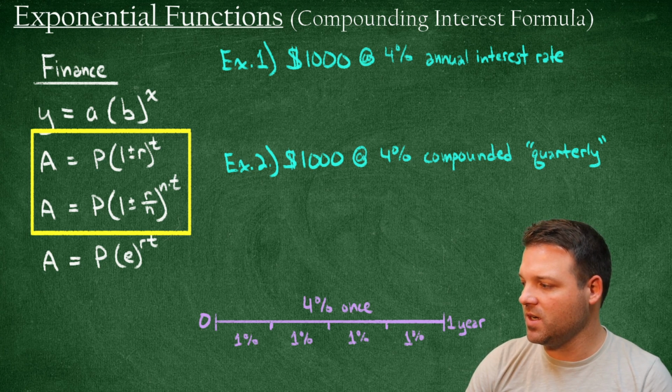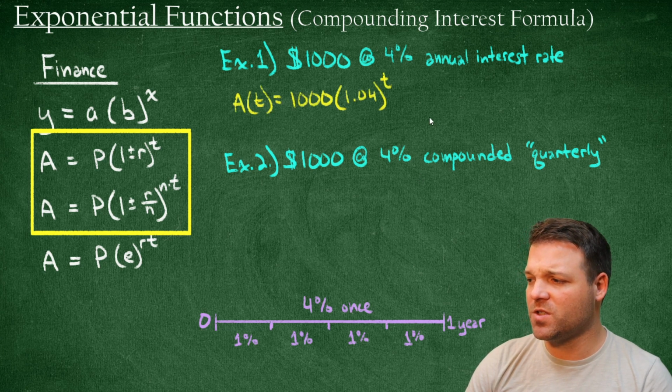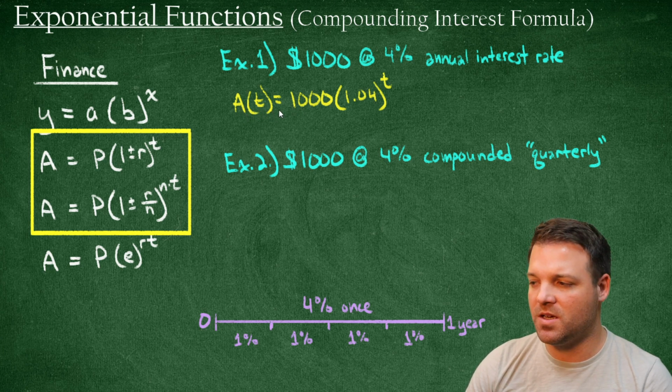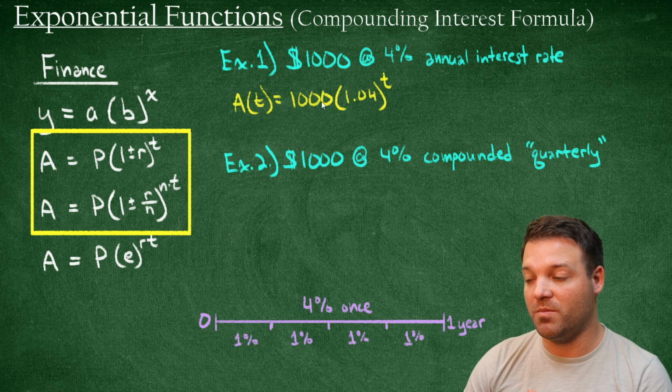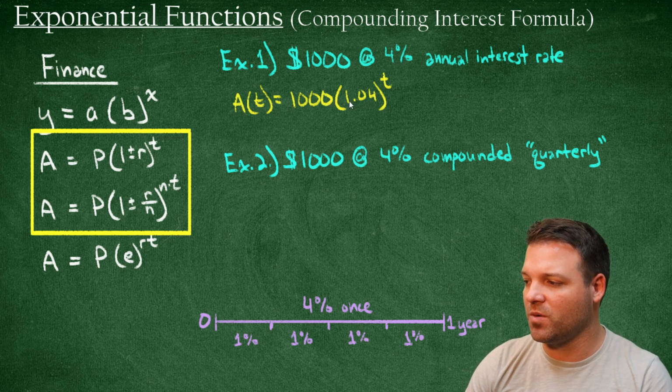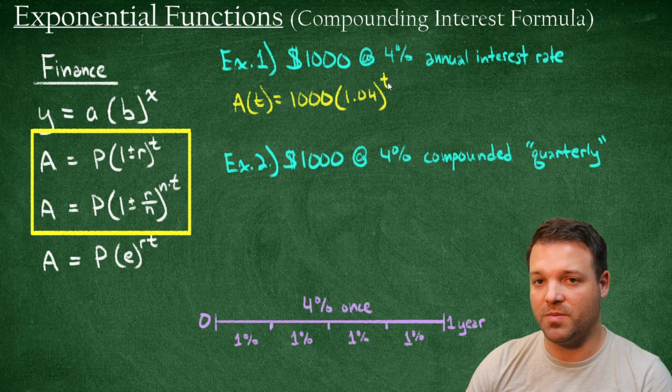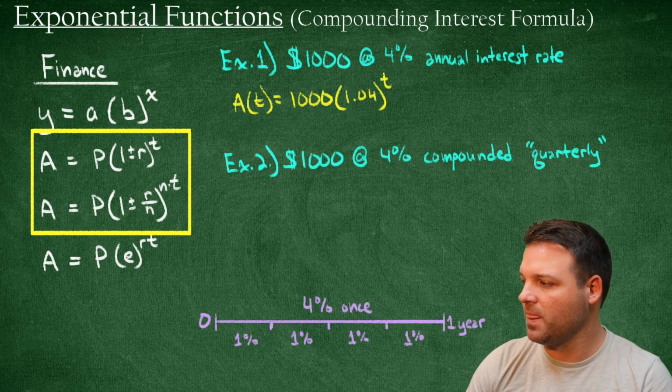All right, so let's go ahead and do this and just see what happens. The first one is pretty simple. We're just applying the simple formula here, and I'm going to call this A of t, plugging in time for years. We're starting with $1,000. We're going to multiply by 1 plus the rate because we're increasing. If we were decreasing by 4%, it would be 1 minus that 0.04. But anyway, we have 1.04 and then all to the power of t in whatever years.